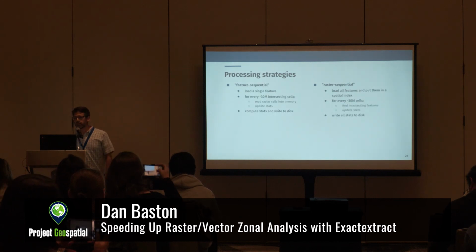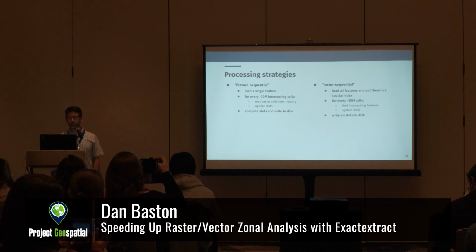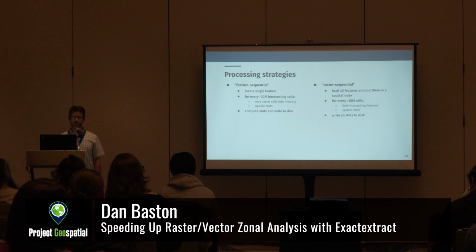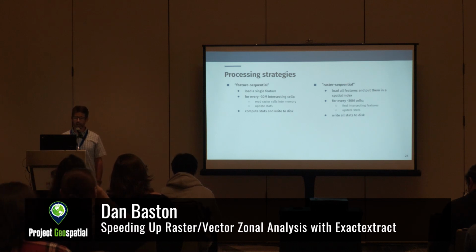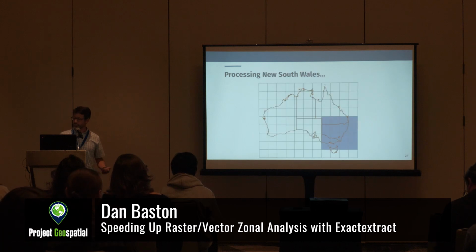To help manage the I/O, there's a couple different strategies that the library offers. So one is what I call the feature sequential strategy. So we just iterate over the features. We process them one at a time. We can stream everything in memory. And for each feature, we find the corresponding raster cells. We update our stats and write that to disk or wherever. The other is the raster sequential strategy. So we load all the features at once. We iterate over blocks of the raster, find which features intersect, and when we're all done, we can write everything to disk. So just showing what that would look like, looking at states in Australia with the feature sequential strategy.